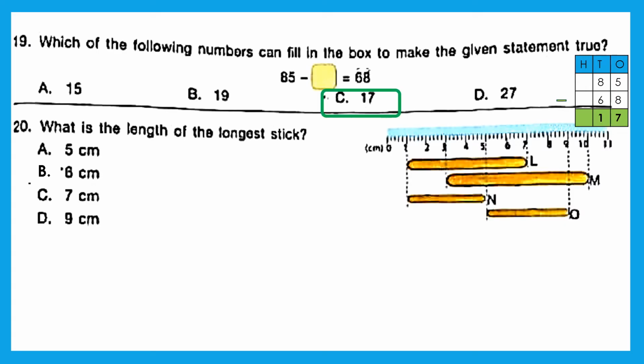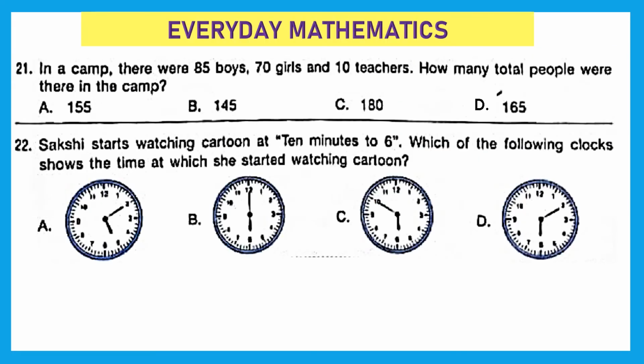Question 20. What is the length of the longest stick? The longest stick over here is stick M. Now we have to find the length. It is between 3 and 10, right? It's here. And that is 10 minus 3, which is equal to 7. So 7 centimeters is the length of the longest stick M. Right answer is option C.